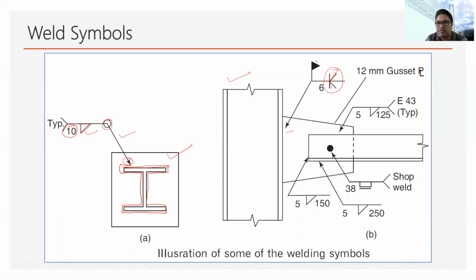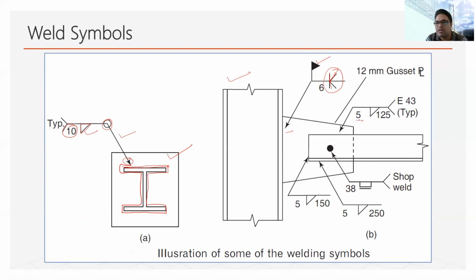And this flag means this will be a field weld, which means the welding will be done in the field. So welding can be done in the shop as well as in the field. The quality control of weld in the shop is better. So that is why it is considered superior as compared to the welding done in the field. So these are the symbols that are being used.